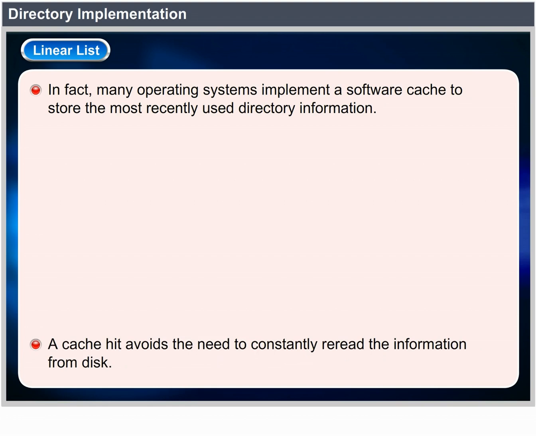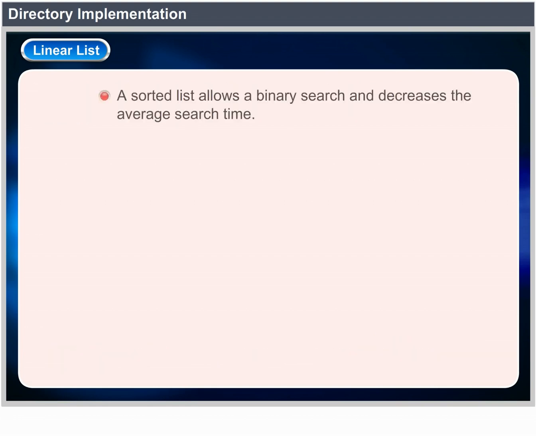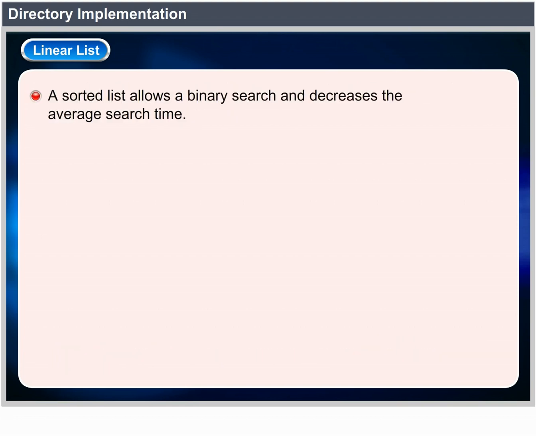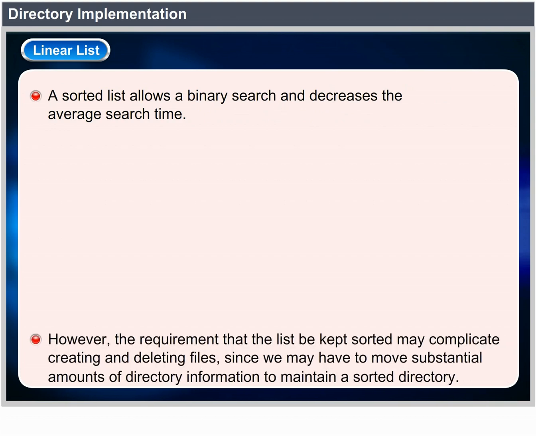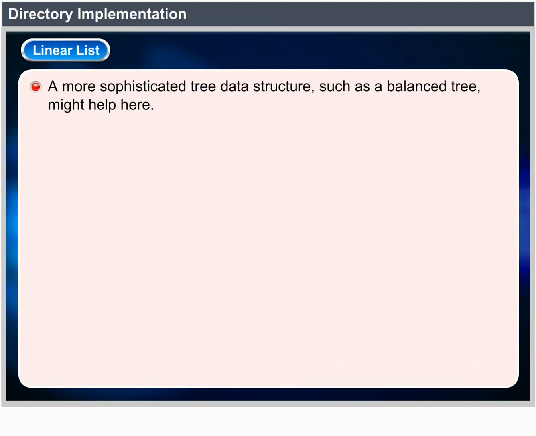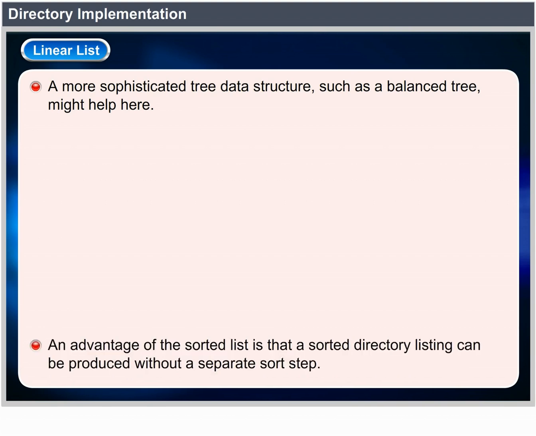A sorted list allows a binary search and decreases the average search time. However, the requirement that the list be kept sorted may complicate creating and deleting files, since we may have to move substantial amounts of directory information to maintain a sorted directory. A more sophisticated tree data structure, such as a balanced tree, might help here. An advantage of the sorted list is that a sorted directory listing can be produced without a separate sort step.